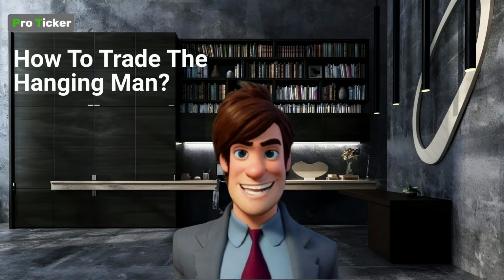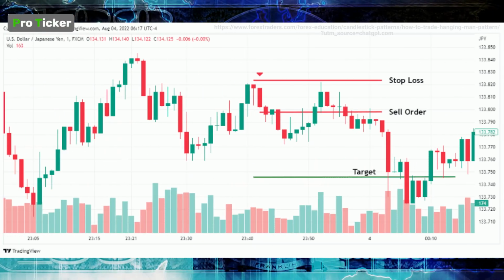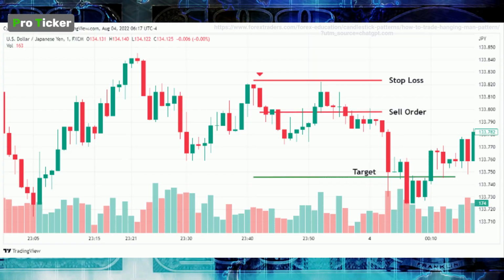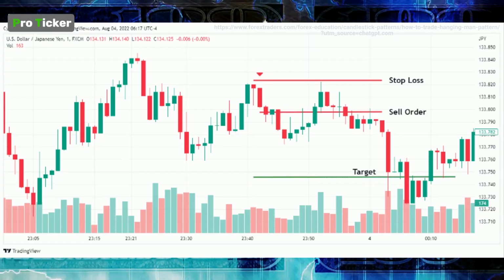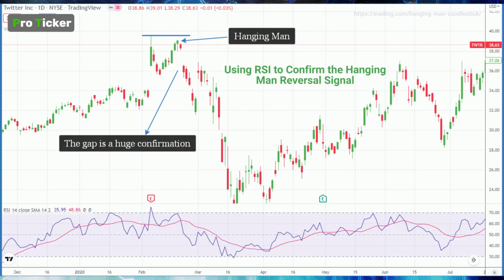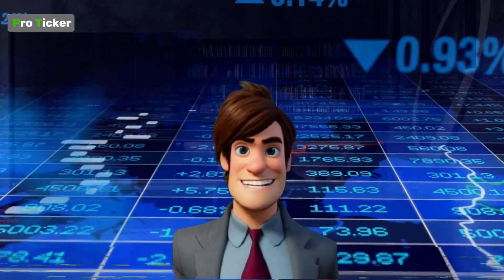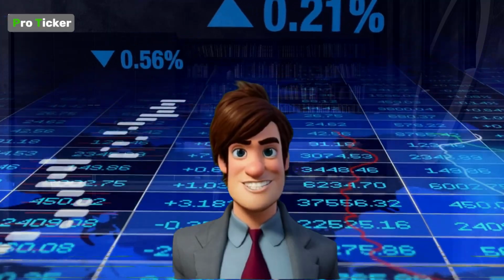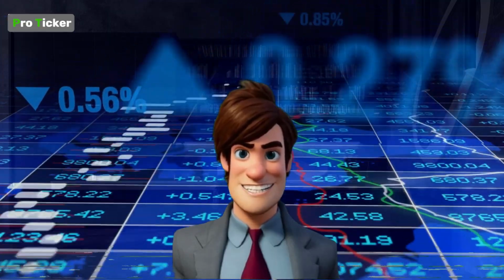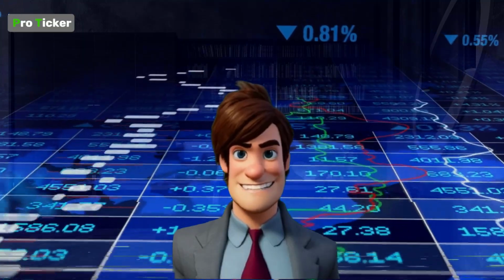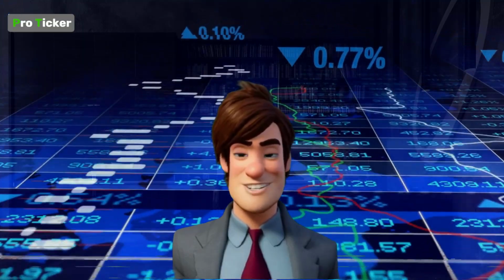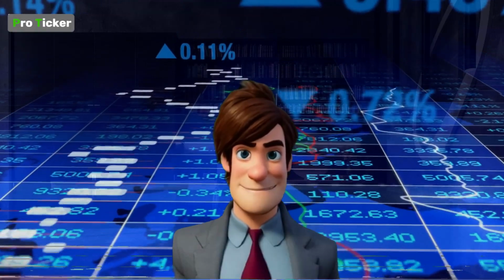So how do people trade this? Some traders enter short on the confirmation candle with a stop loss just above the hanging man's high. Others wait for more patterns or indicators to align. Think RSI turning down, MACD crossover, or price rejecting key resistance. And remember, context is king. Don't just trade a hanging man in isolation. Use it with your broader analysis, support and resistance, trend lines, volume, you name it.